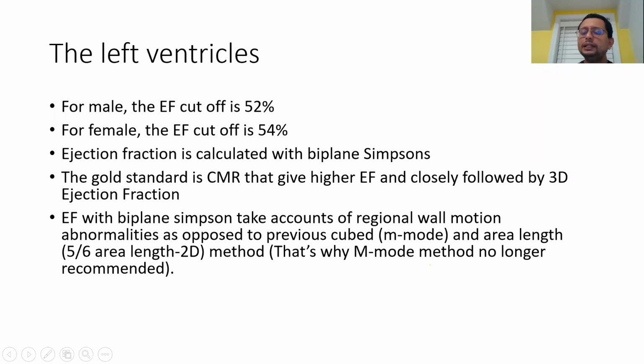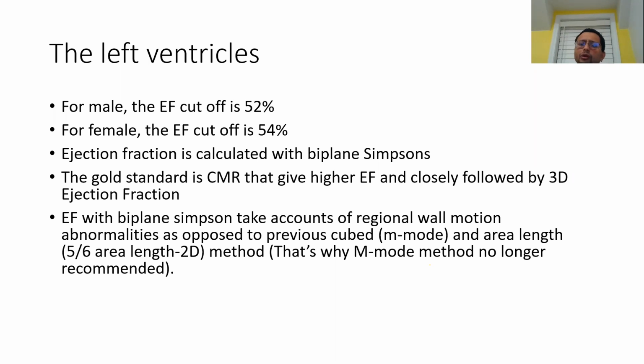EF, when you use biplane Simpson, the advantage is you can take into account the regional wall motion abnormality. Okay, why do I say that? So imagine if you have left ventricle, because you divide the left ventricle into 17 portions. So any regional wall motion abnormalities, when you slice that portion of the left ventricle, you take into account that regional wall motion abnormality. So that is one of the advantages of the biplane Simpson.